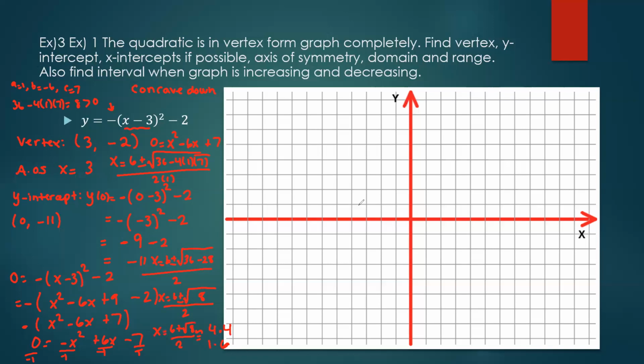Hold on. When I put it on Desmos, it says we don't have any x-intercepts. So let me double check my work. Our vertex is (3, -2). My y-intercept is (0, -11). And it says we don't have any x-intercepts. Maybe I shouldn't have divided everything by negative 1. Yeah, let me redo this part.